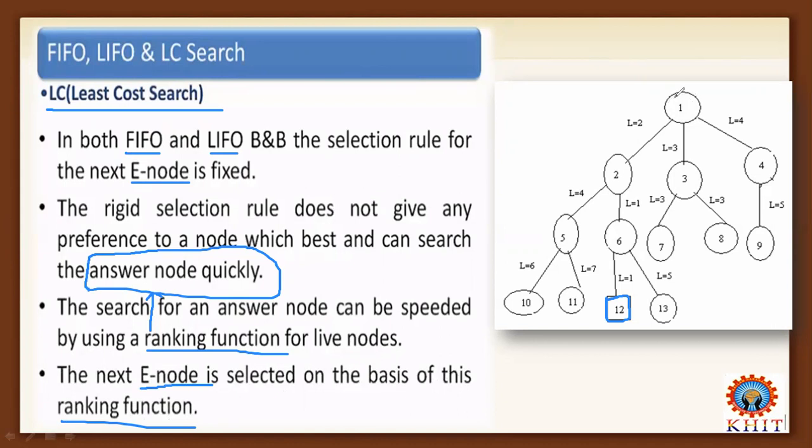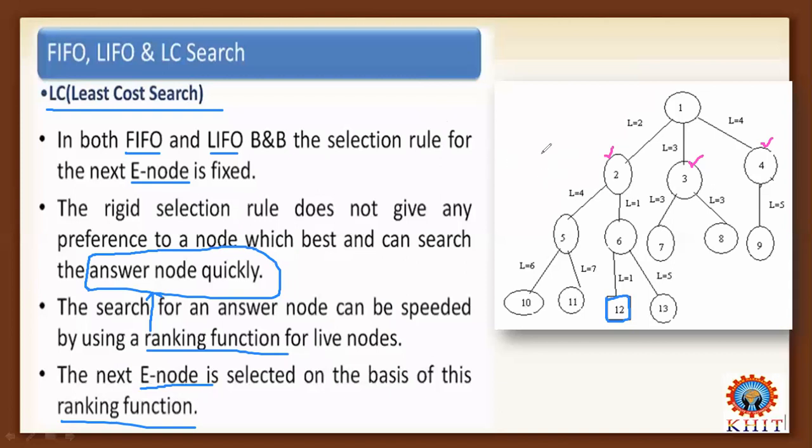Initially the root node is 1, and the root node has 3 children, namely node 2, node 3, node 4. And these 3 nodes have further expandable children nodes. That's why I can consider node 2, node 3, node 4 as E nodes.